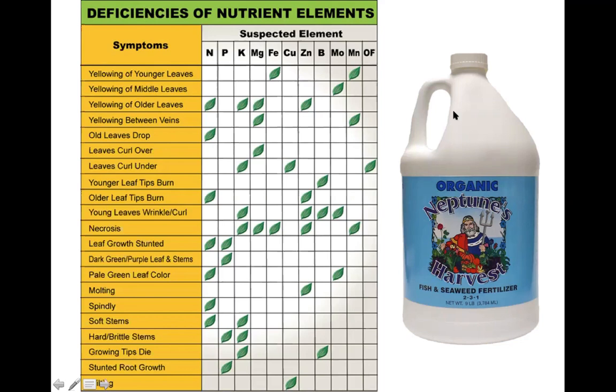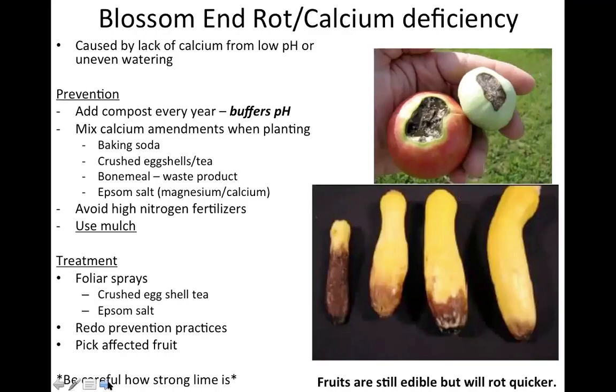Are eggshells beneficial to gardens? For sure, eggshells are an amazing source of potassium. We're going to talk about blossom end rot in a second. I'll talk a bit more about potassium. So I think that's the next slide.